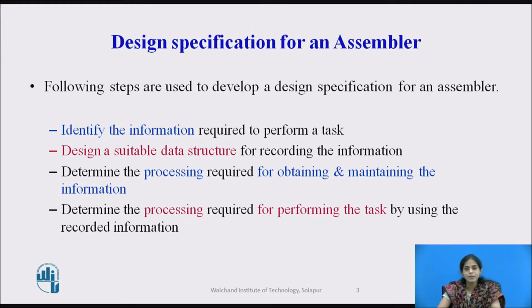Now first we see the design specification for an assembler. The following 4 steps are used to develop a design specification for an assembler. First step is to identify the information that is required to perform a task. Second step is to design a suitable data structure for recording the information. Third step is to determine the processing required for obtaining and maintaining the information. And the fourth step is to determine the processing that is required for performing the task by using the recorded information. So basically these are the 4 steps we use to develop the design specification for an assembler.